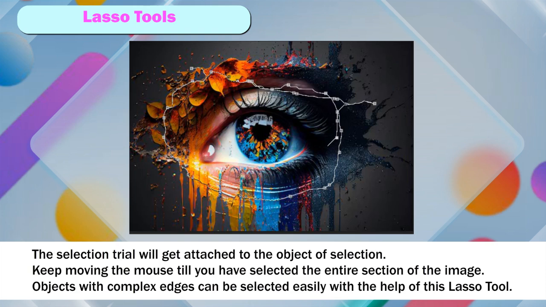The selection trail will get attached to the object of selection. Keep moving the mouse till you have selected the entire section of the image. Objects with complex edges can be selected easily with the help of this lasso tool.